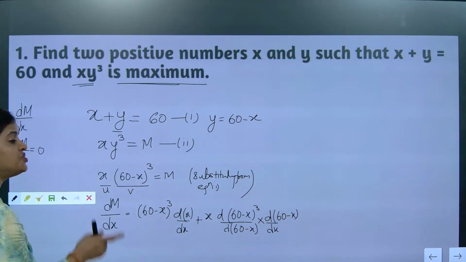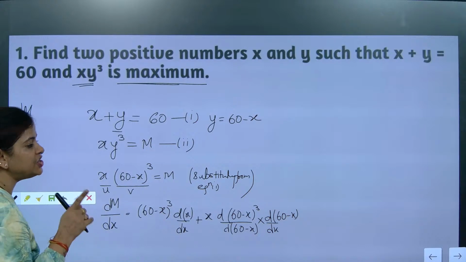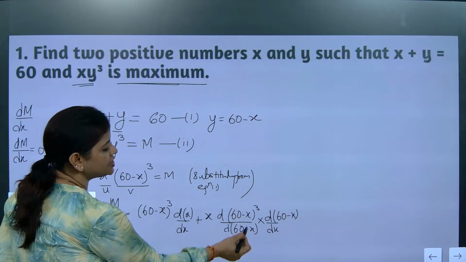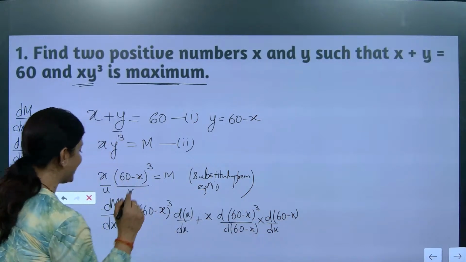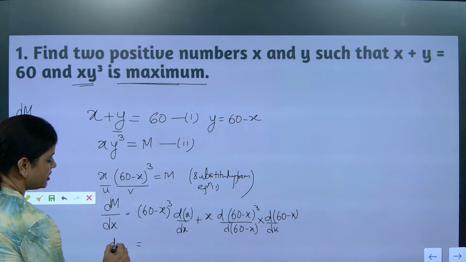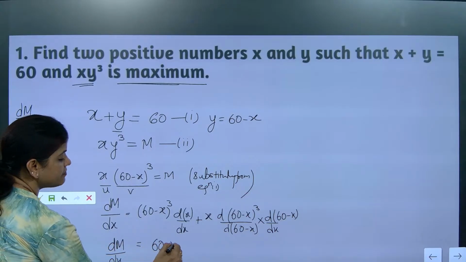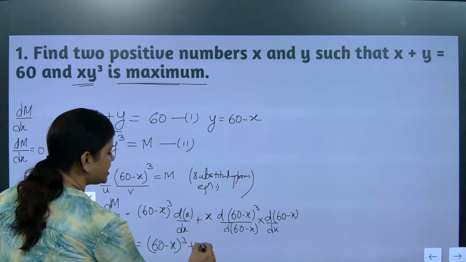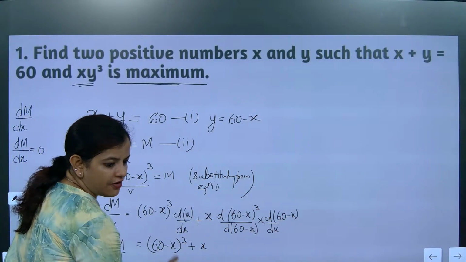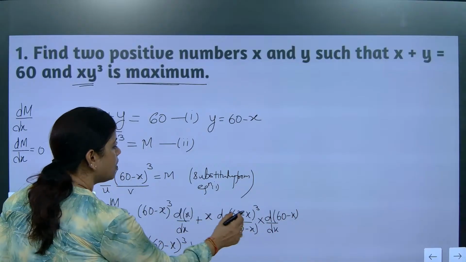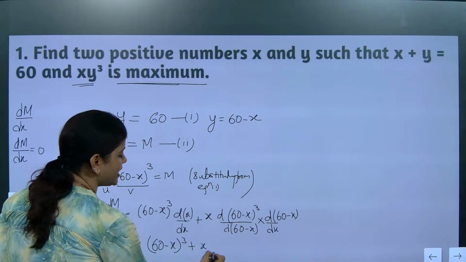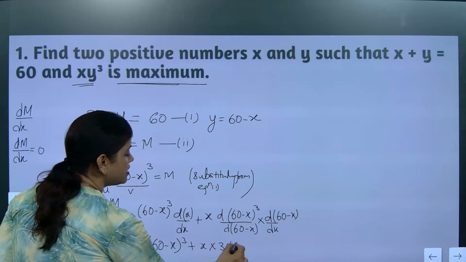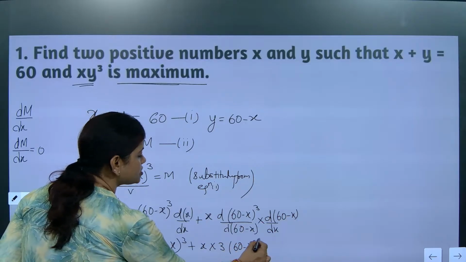Got it? This is the chain rule. Got it? In the chain rule, x cube is differentiated with respect to x. That concept is there. So what is coming, beta? dm by dx equal to 60 minus x whole cube plus, here x will be kept as it is. After x is kept as it is, this is x cube, so it will become 3 times 60 minus x whole square.